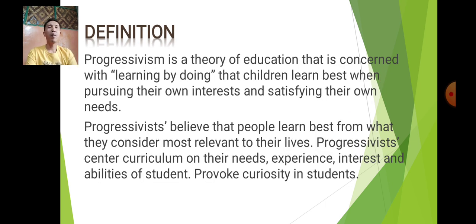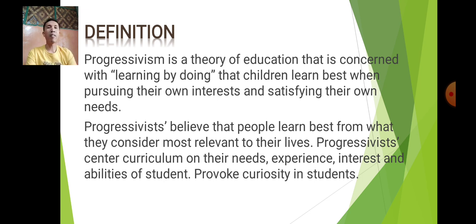Definition. Progressivism is a theory of education that is concerned with learning by doing. That children learn best when pursuing their own interests and satisfying their own needs. So it is really very true that students learn best when they are pursuing their own interest. That's what we have observed in our classes. If students are not interested in our lesson, they will become passive and they will not participate in our class discussion.